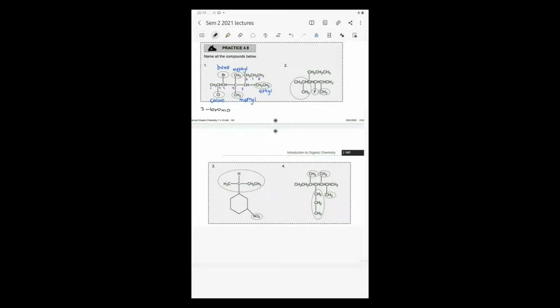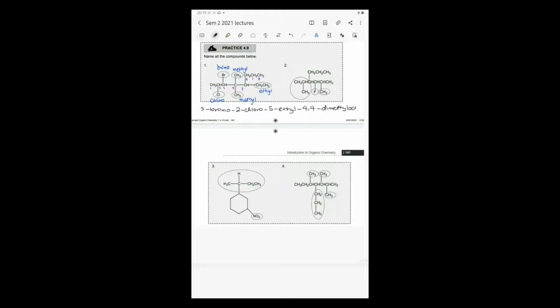Okay, 3-bromo, and then we go to C, chloro, 2-chloro, and then we go to E, ethyl, it will be 5-ethyl. Okay, and then we have methyl, 2 methyls at carbon number 4. So next, 4-dimethyl. Okay, and then you just have to continue with the parent chain.